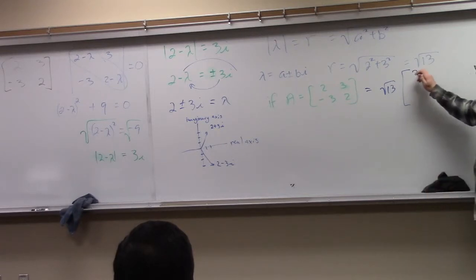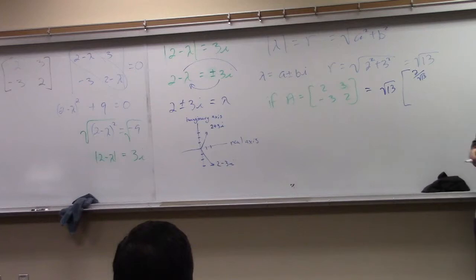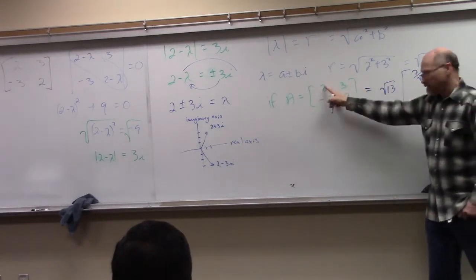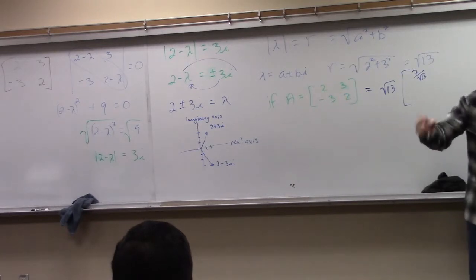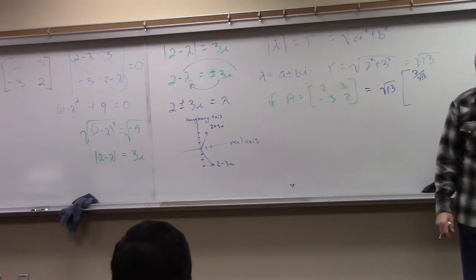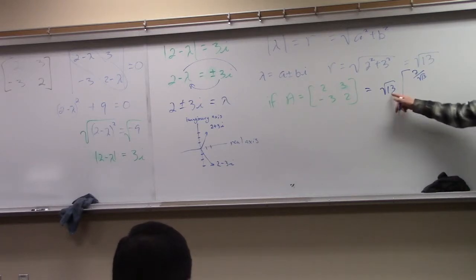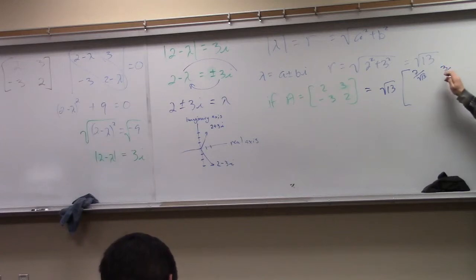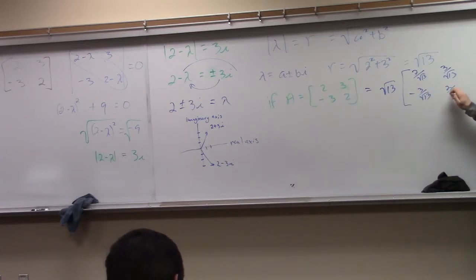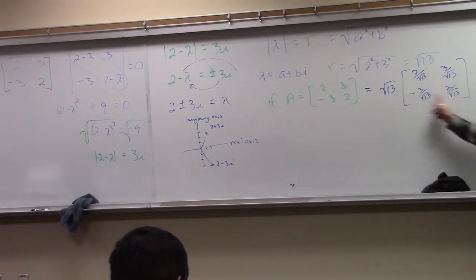Wouldn't this have to be 2 over the square root of 13? To make this a 2, this times this would have to be that, right? What am I doing? I'm factoring out the magnitude of the eigenvalue. Or actually both eigenvalues. And this would be what? 3 over radical 13, negative 3 over radical 13, and 2 over radical 13. Does that make sense? If you multiplied this scalar through that matrix, wouldn't you get that?